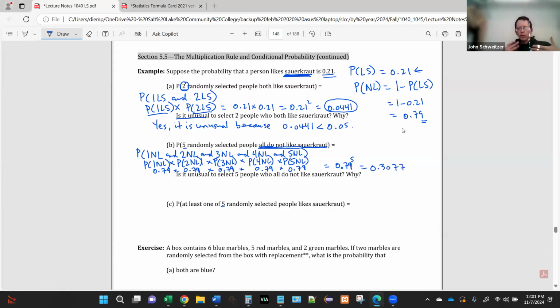Okay, so again, just imagine you're doing some kind of market analysis, taste testing, and you want to see people's opinions about sauerkraut. So you get a random sample of 5 people. How likely is it that all of them say they do not like it? It's definitely not impossible, right? There's a 31% chance or so of that happening. So it's not unusual, because 0.3077 is more than 0.05. Okay.